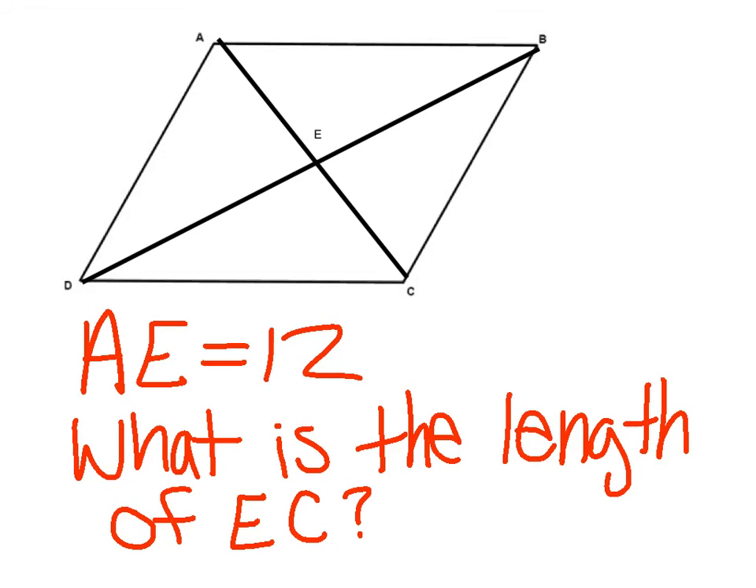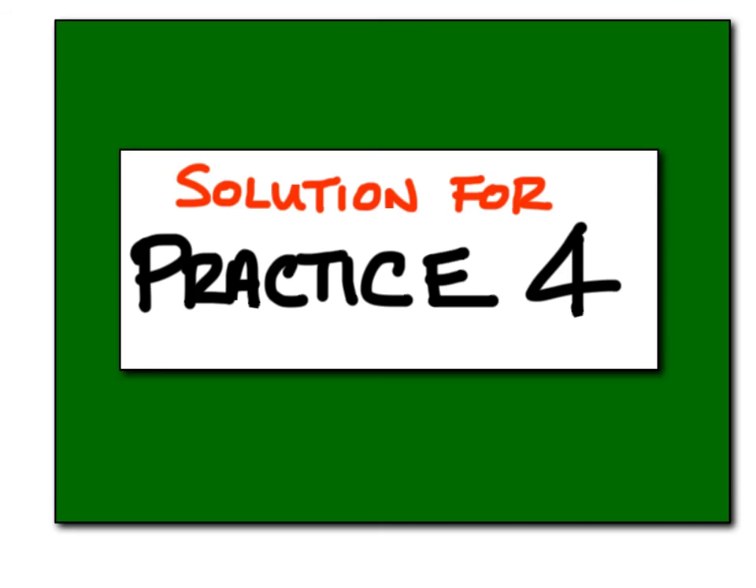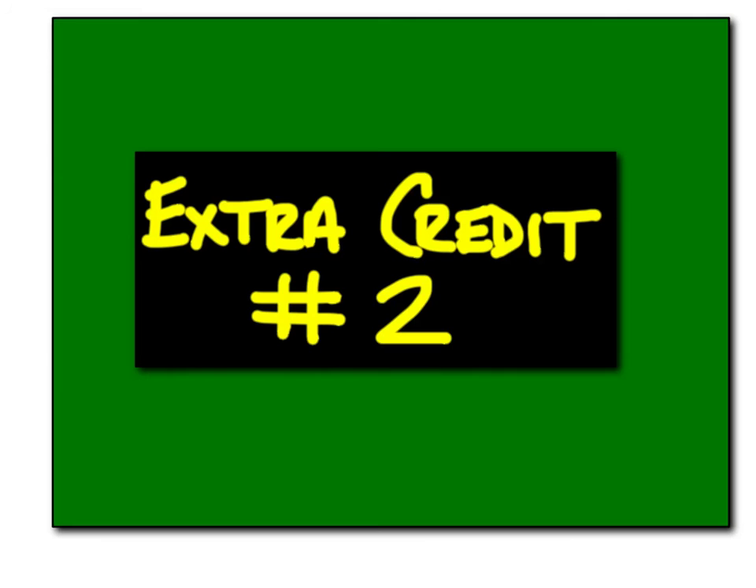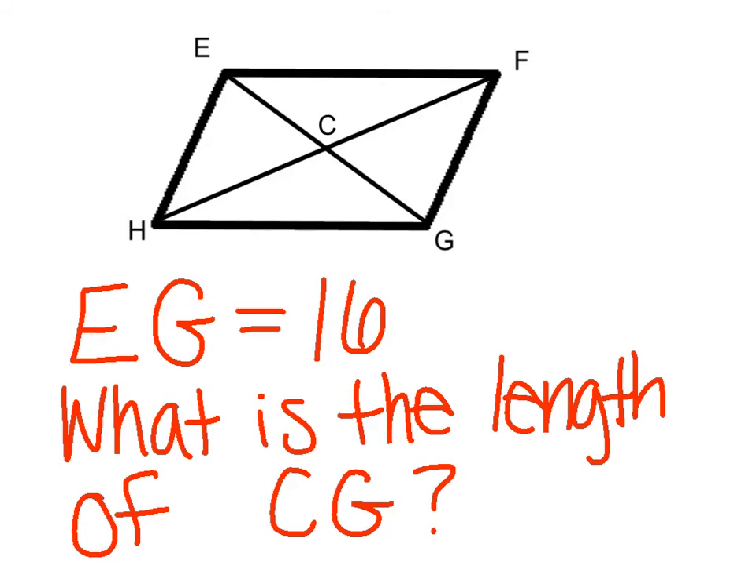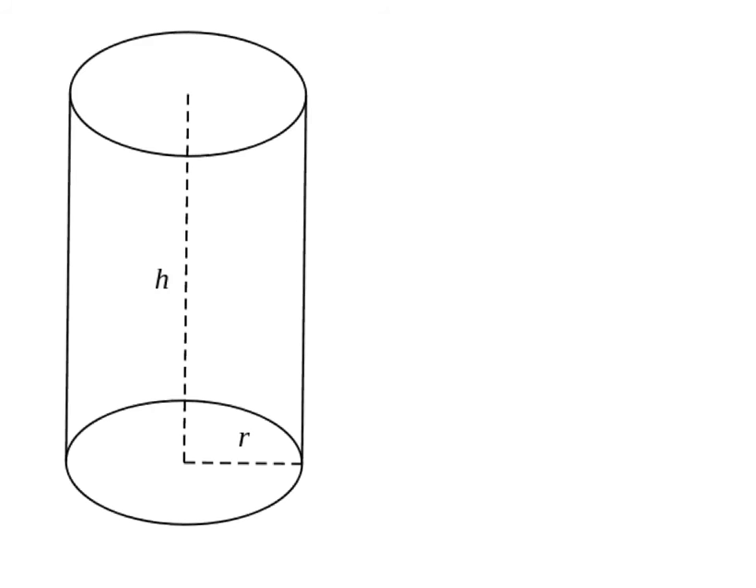Okay, practice problem number 4. Okay, answer to this one should be -9. Solution for the practice problem says AE is 12. What is the length of EC? So it's from E to C. If AE is 12, what's EC? 12. They're going to be equal. Okay. Alright, extra credit number 2.